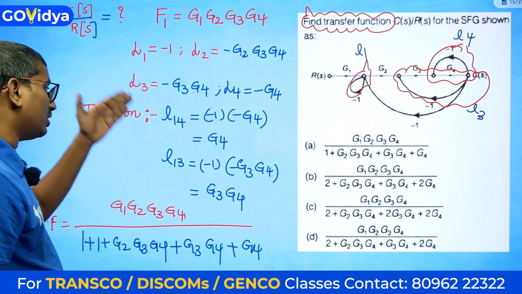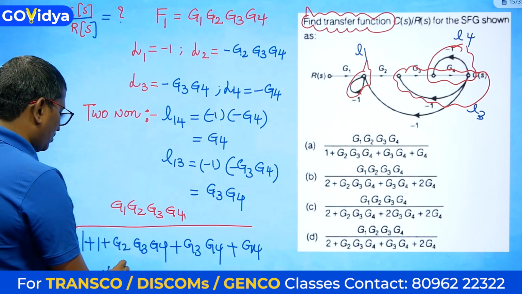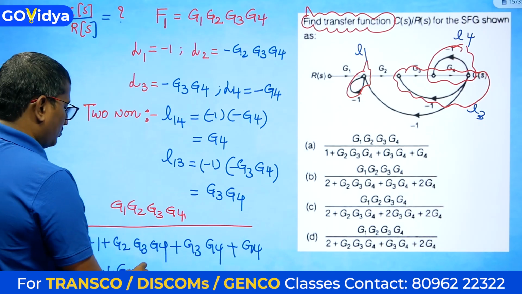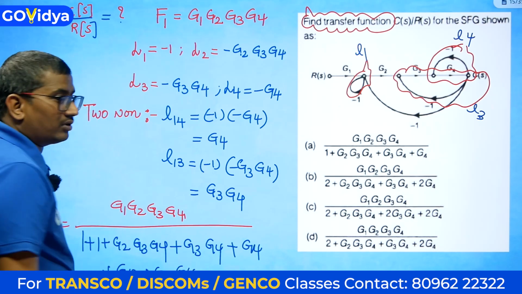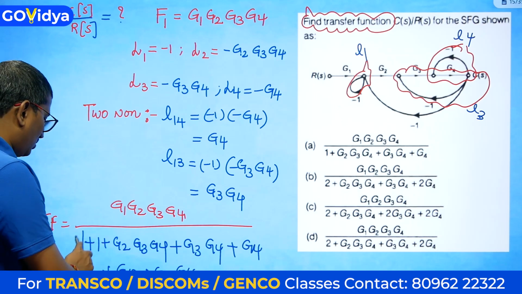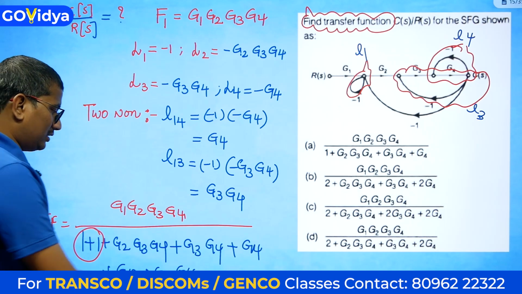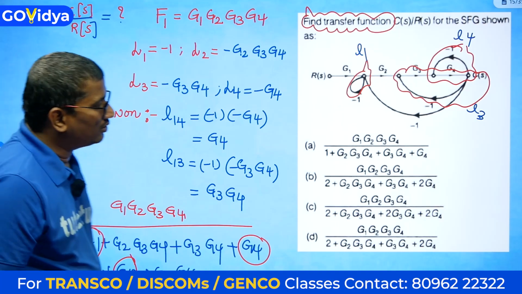Now what about two non-touching loops, which are plus? What are these? G4 plus G3, G4. Correct, na? G3, G4. Now you see here this value is going to be 2, and this is 1 G4 and this is another G4, which is nothing but 2 G4.